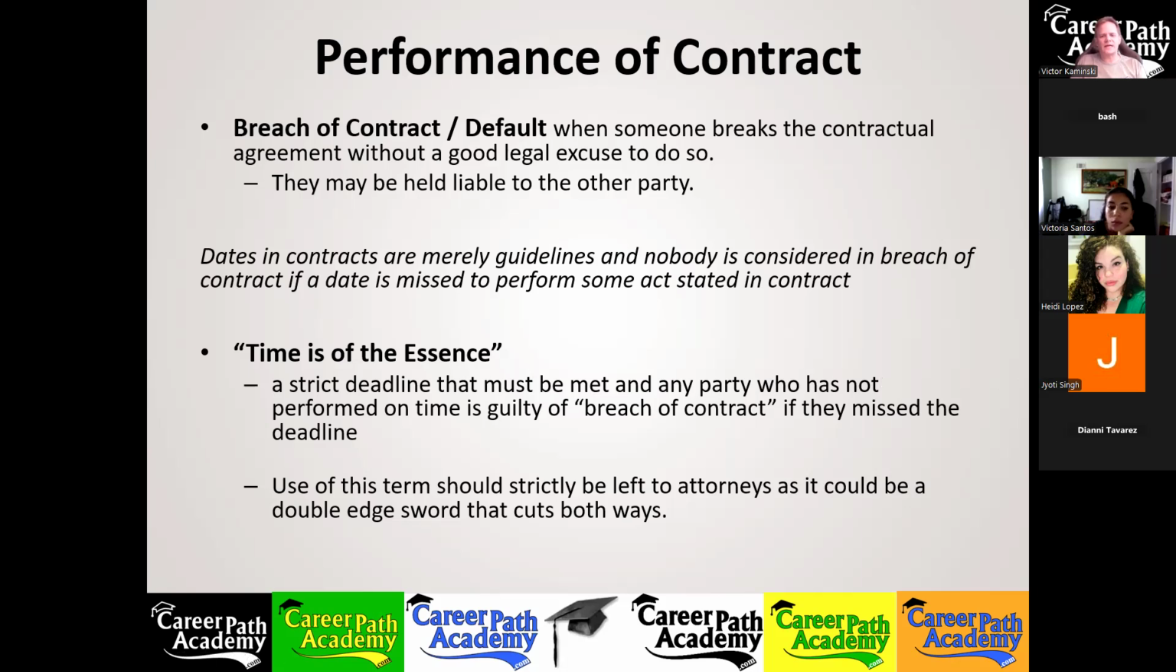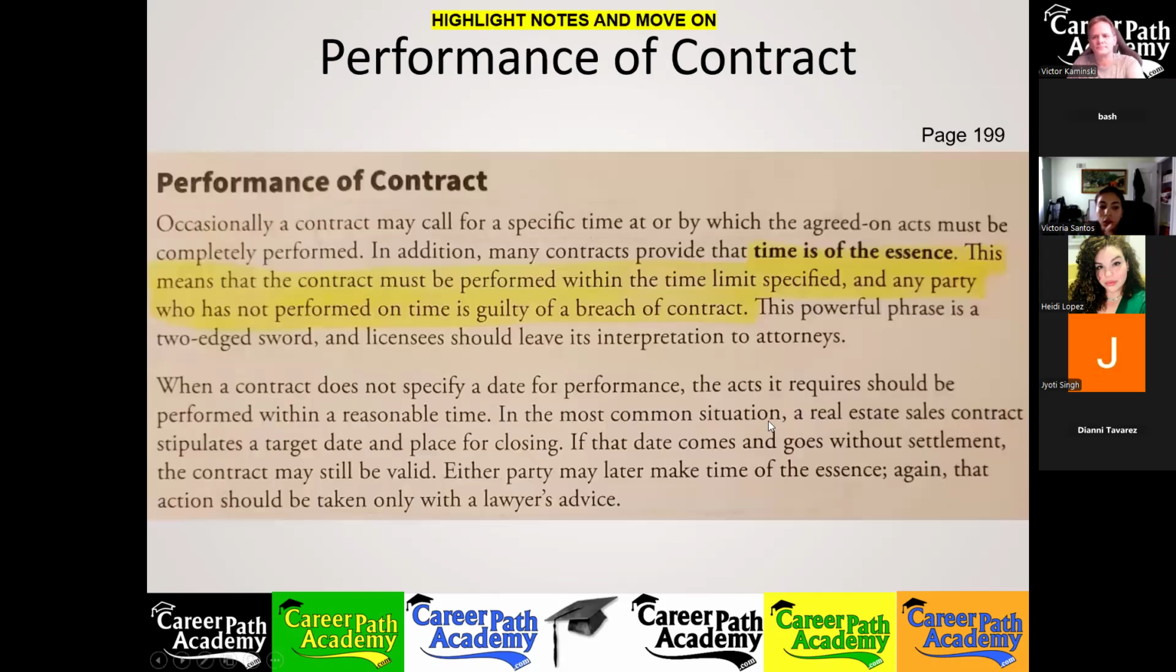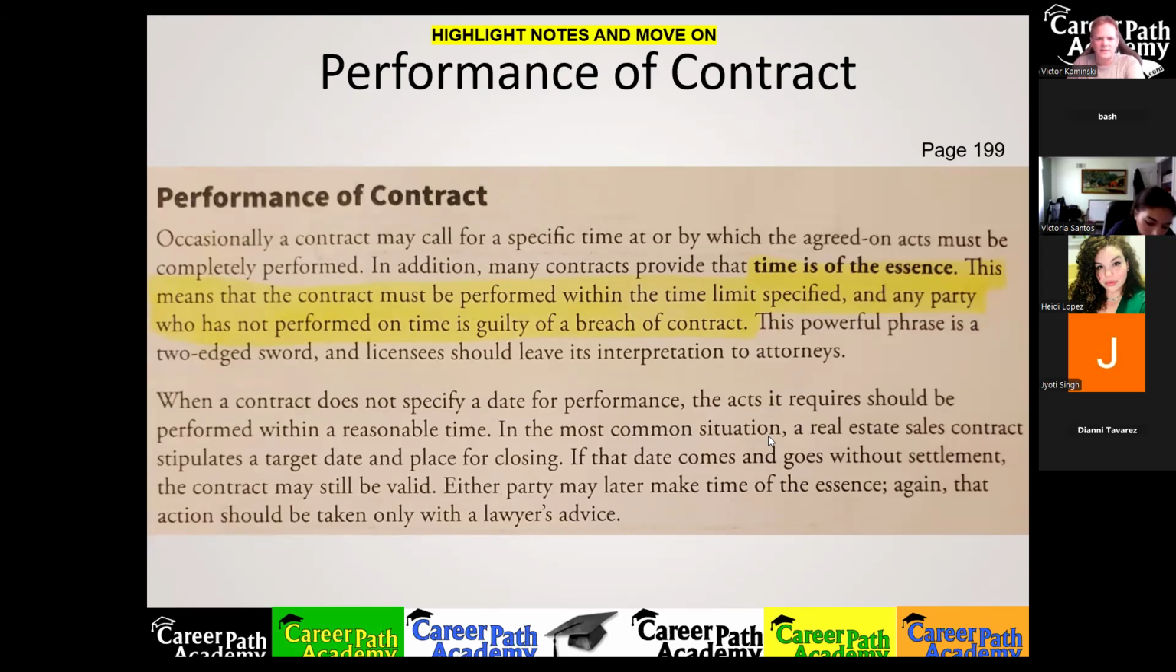Okay. Everybody got that? Time is of the essence. It's like a physical document. It's not just a phrase, but it will be put in writing. Oh, okay. But we need to know what it is: a strict deadline that must be met, otherwise the parties are considered to be in breach of contract. That is, time is of the essence. It means time is very important. It's of the essence.